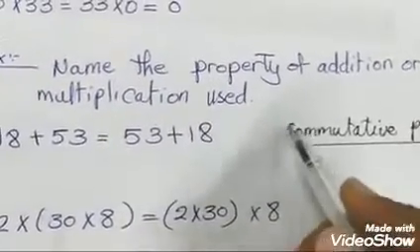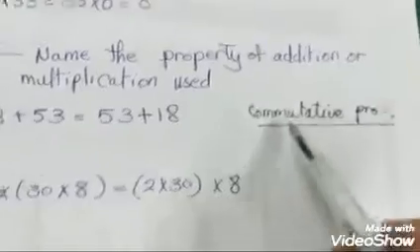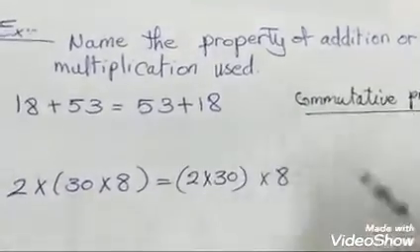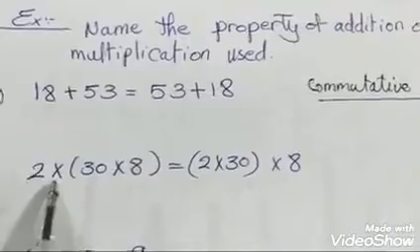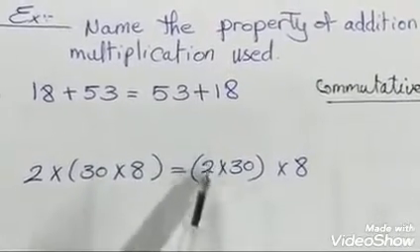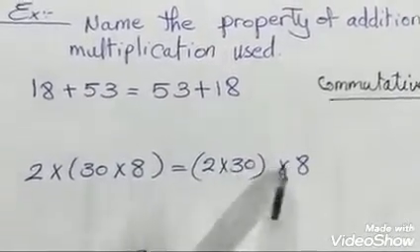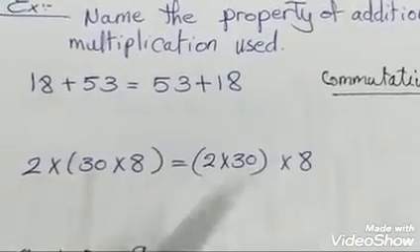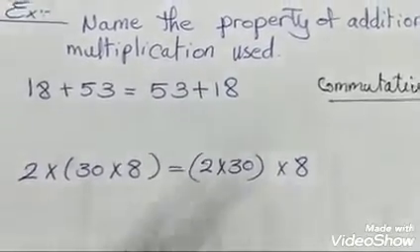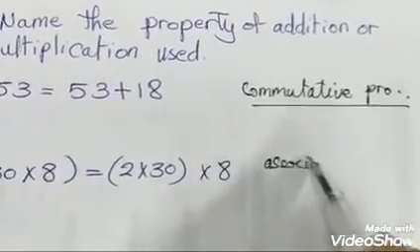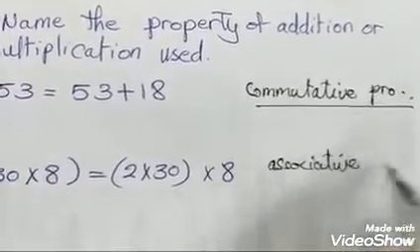Okay, to name it, just to mention which property we use here. Now 2 times, between brackets, 30 times 8, equals 2 times 30, between brackets, then multiplied by 8. Changing the grouping means the property is the associative property.